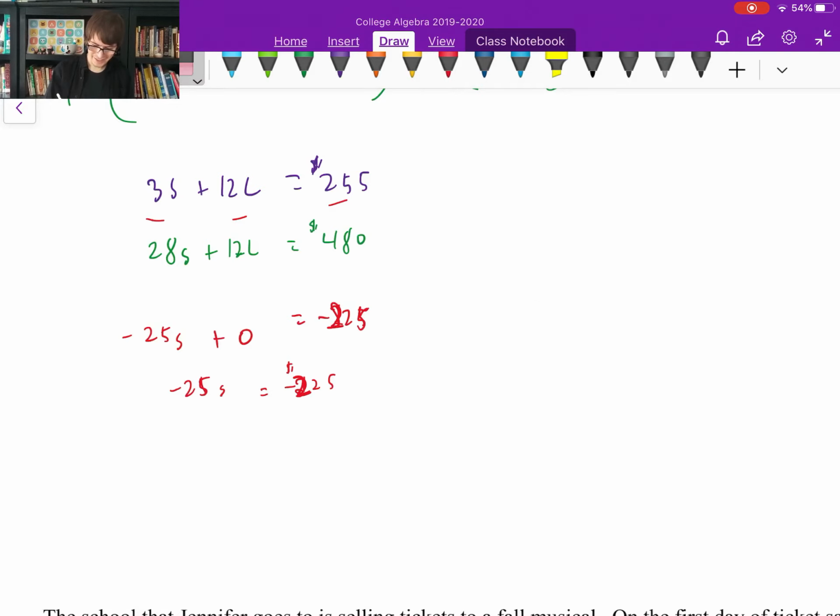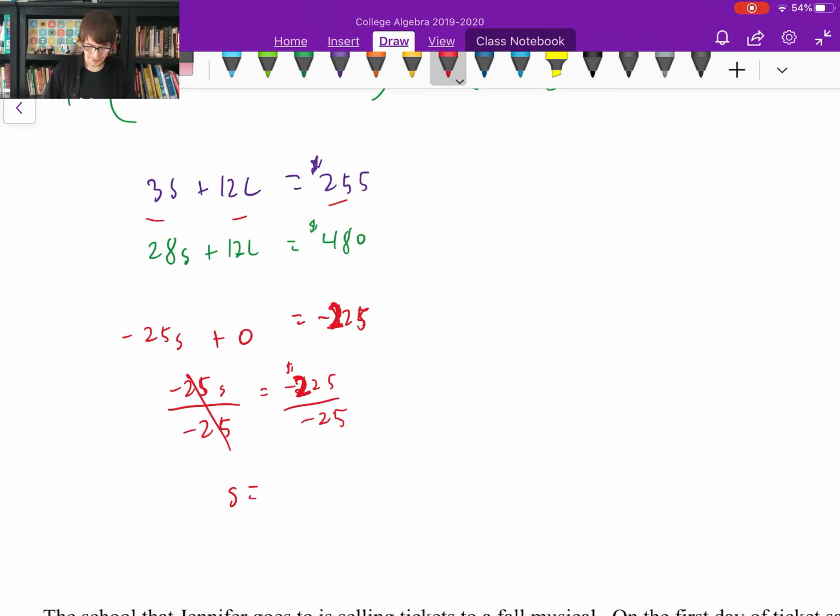Maybe one day I'll learn how to do basic math. And we got negative 25s equals negative 225. We divide both sides by negative 25. Let's see, so these cancel out. So s equals, let's see, negative 225 divided by 25.